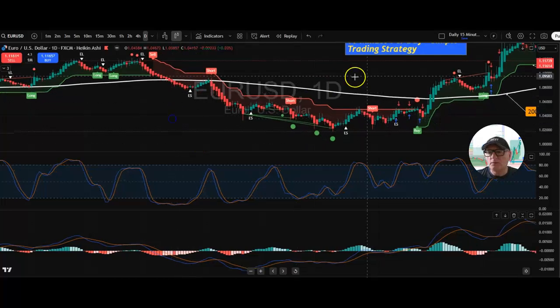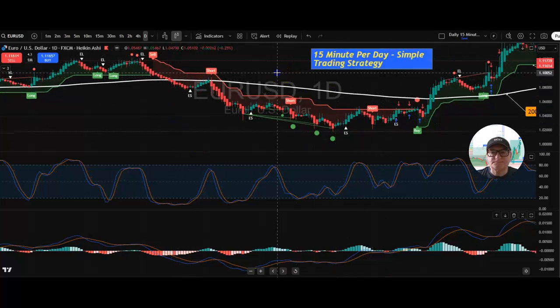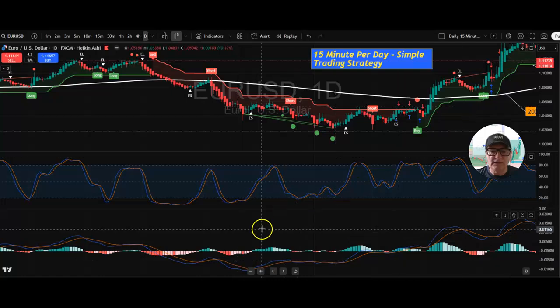So the other rule that we insist on is the fact that the signal line is below the MACD waterline. So this has sunk below there. You see that there? And it stayed below. Very, very important. Let me enlarge this for you.